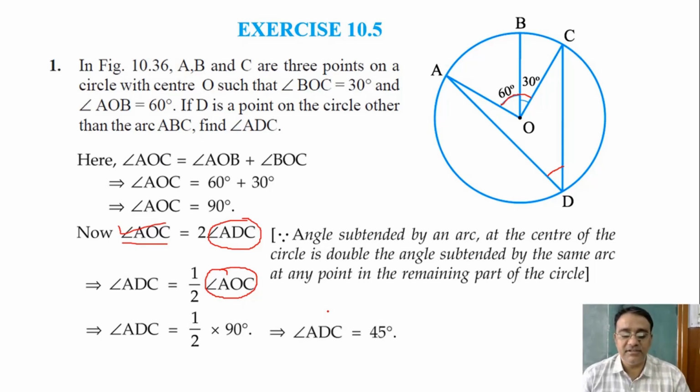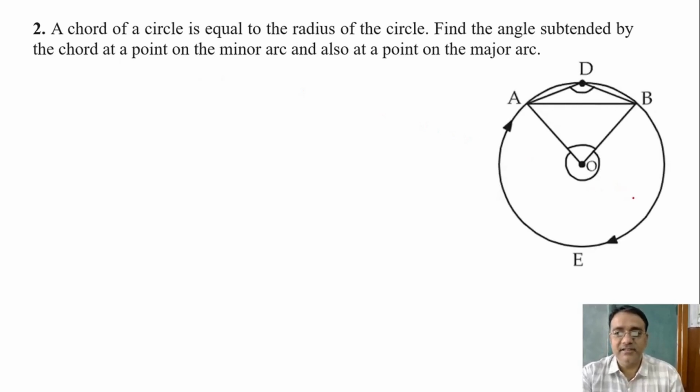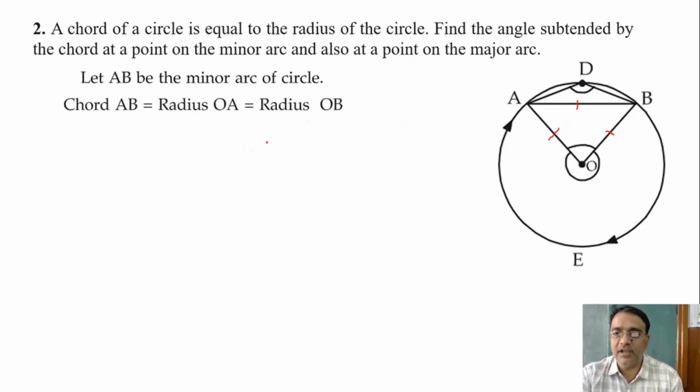Okay, so now we'll move toward the second question. A chord of a circle is equal to the radius of the circle. Find the angle subtended by the chord at a point on the minor arc and also at a point on the major arc. So this is the figure. Now see, OA is equal to OB and AB is also equal to the radius. It may not look like an equilateral triangle, but all 3 sides are equal, so this is an equilateral triangle. So AB be the minor arc here, and chord AB is equal to radius OA, and that is equal to radius OB. So AOB is an equilateral triangle.